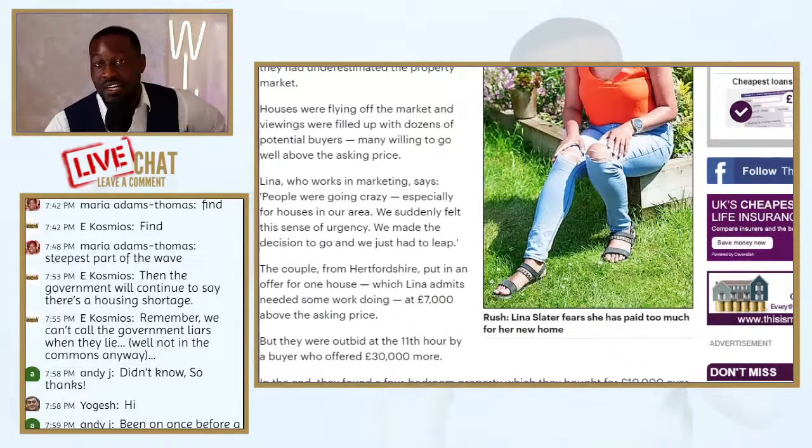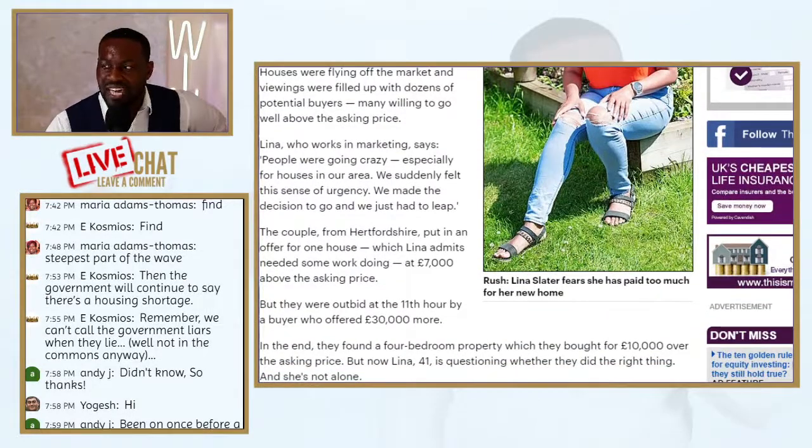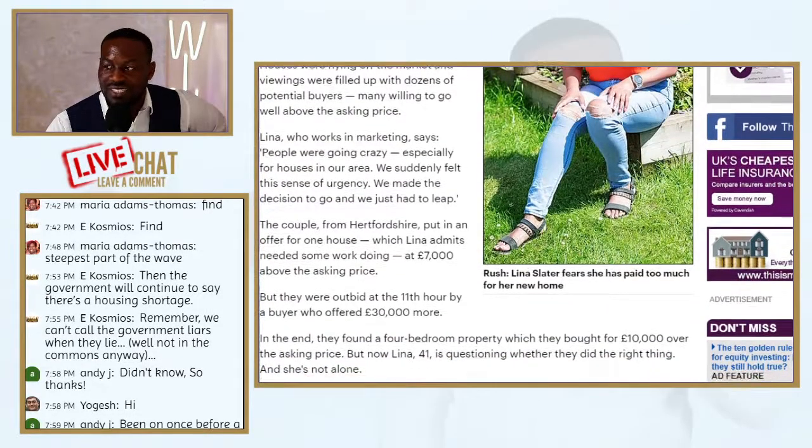Lena, who works in marketing, says people were going crazy, especially for houses in their area. They suddenly felt this sense of urgency.